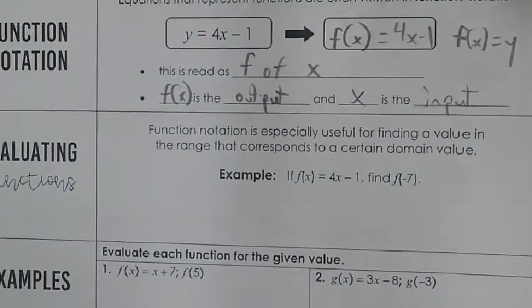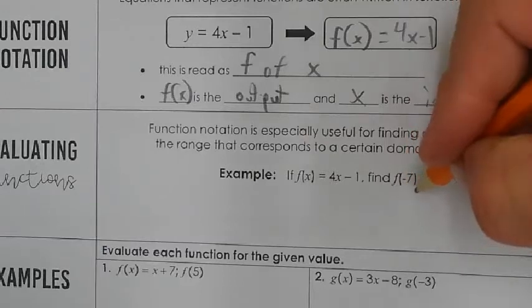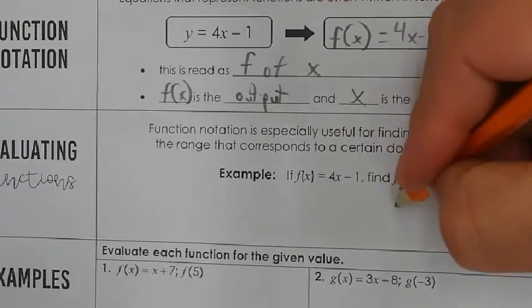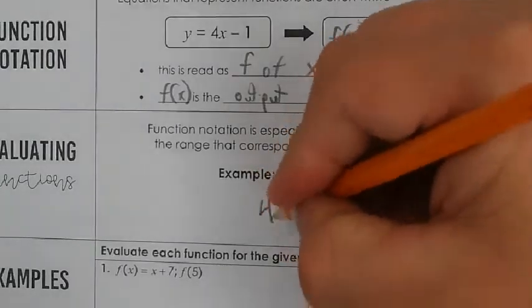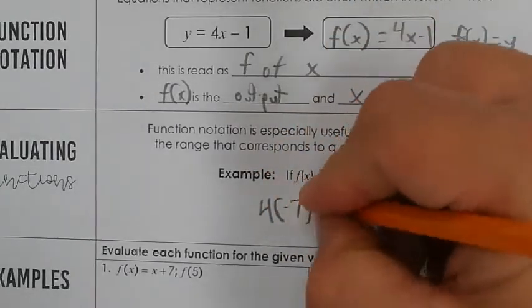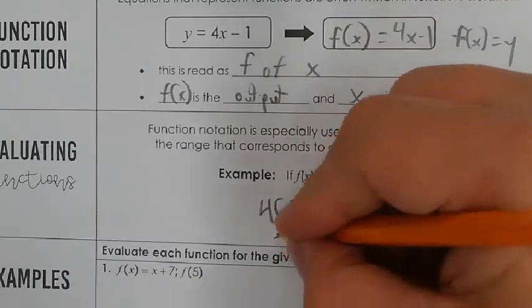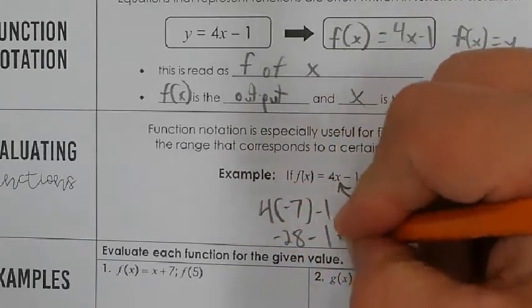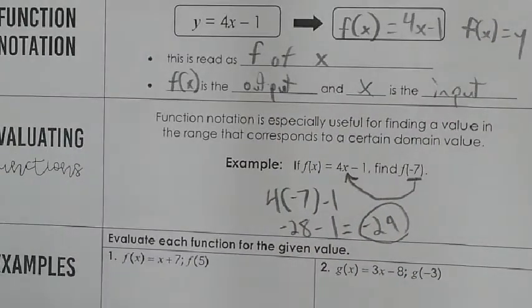So the first part's much easier than the second. All you have to do here is plug in -7 for your x. So it would be 4 times (-7) minus 1. 4 times -7 is -28. -28 minus 1 is -29. And that's all you do for these.